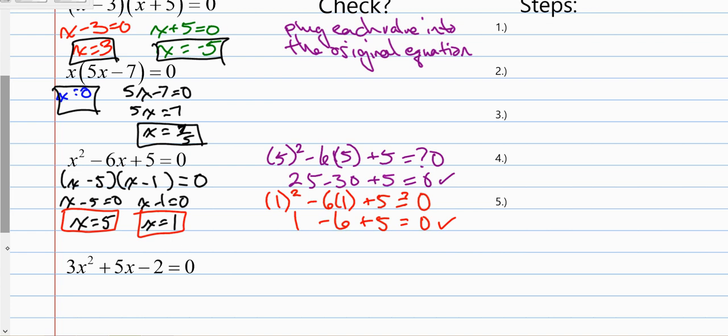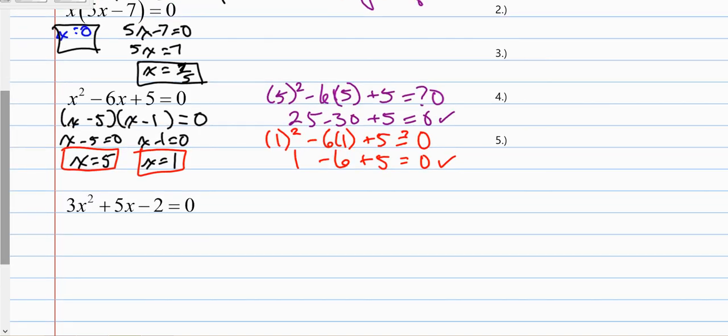So, if I have something like 3x squared plus 5x minus 2 equals 0, I could go through all of my old steps. 3 times negative 2 gives me negative 6. I'm looking for factors of negative 6 that add up to 5. I'll review that. So factors of negative 6 that add up to 5, I'm going to have a 3x.